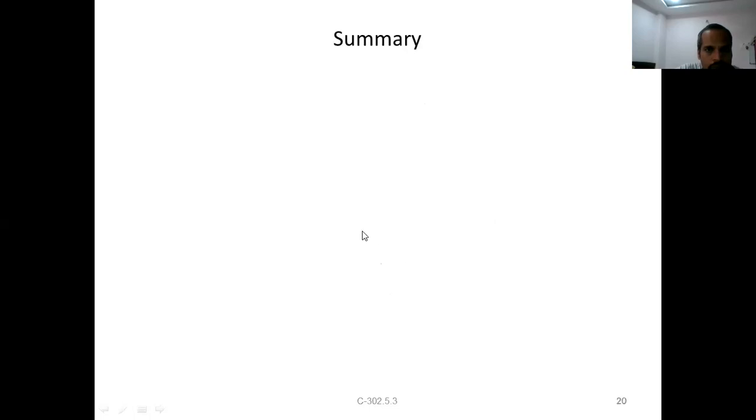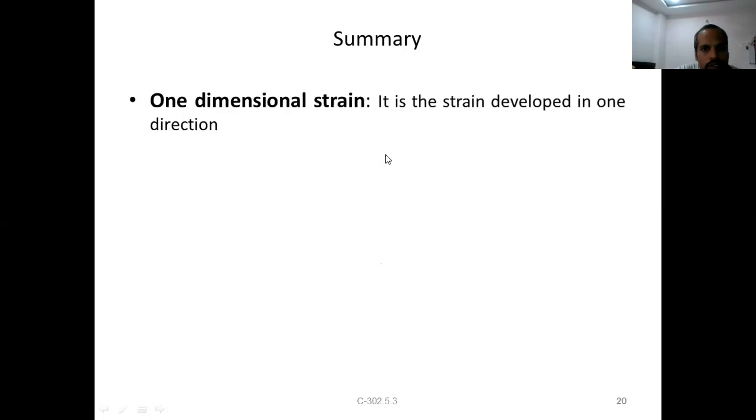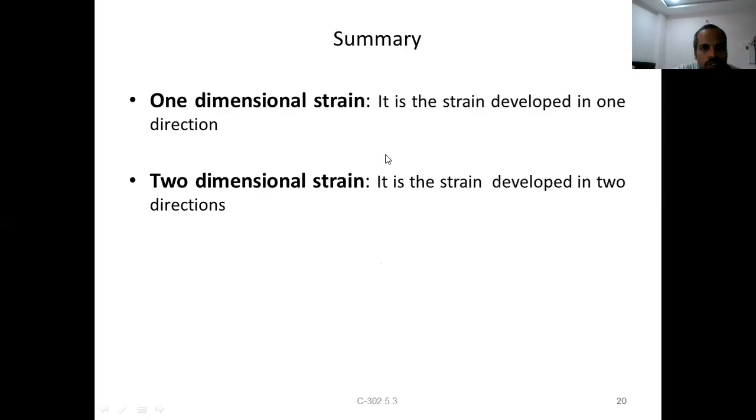Right. Now let us summarize what we have discussed so far. In this session, we have discussed strain. So what is strain? Strain is nothing but the change in length to the original or initial length, delta L by L. That may be an increase in length or a decrease in length, whatever the change in length by original length, that is nothing but strain, right?